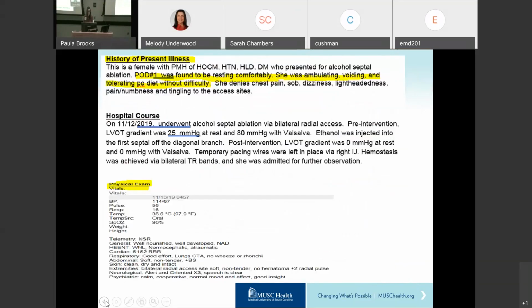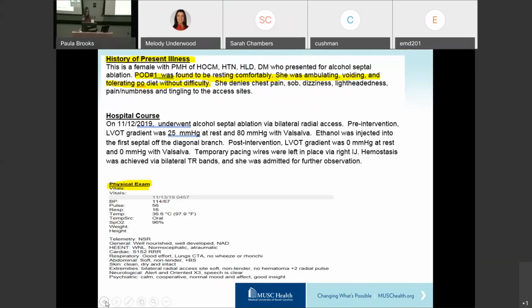So let's move on to this next note. We have a history of present illness. This patient is post-op day number 1, was found to be resting comfortably. She was ambulating, voiding, and tolerating PO diet without difficulty. We have her hospital course. We have our physical exam.